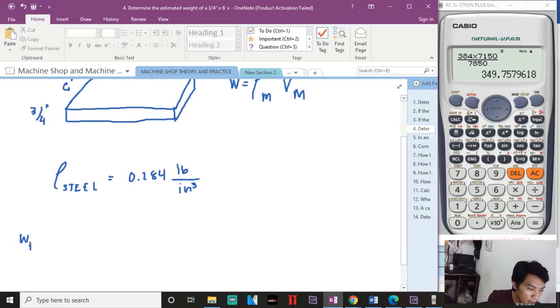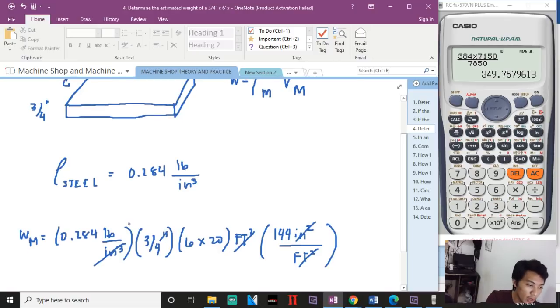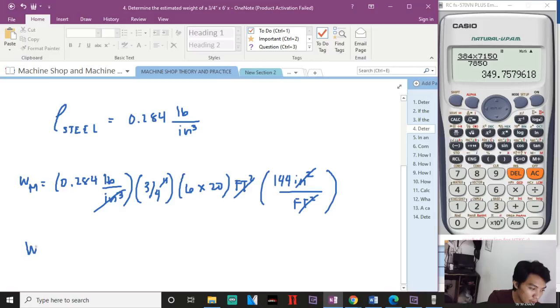So, weight of the material will be equal to 0.284 pounds per inch cube multiplied by 3/4 inch. Yung dalawa, yung 6 by 20 naka-feet squared. E di multiply mo agad sir ng 144 inch squared per feet squared. Cancel the same units. You'll arrive with pounds.